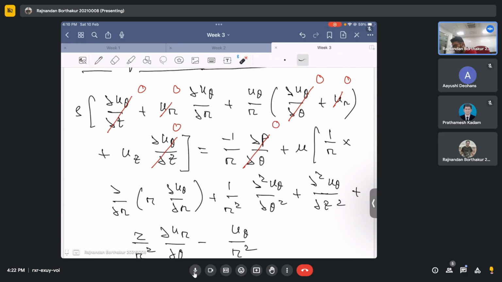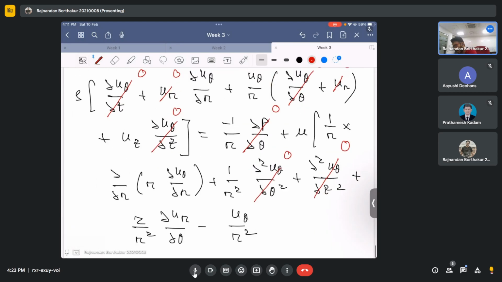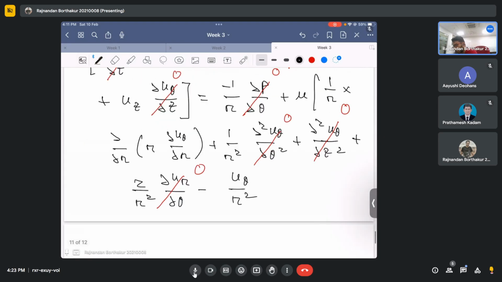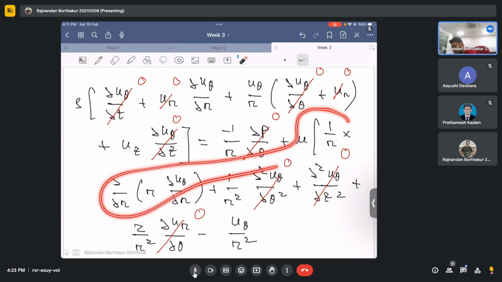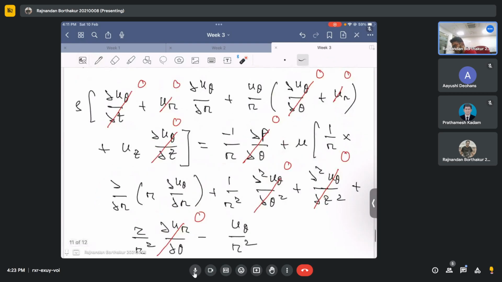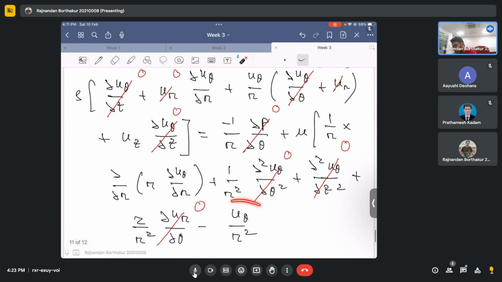This term would not be 0 because U theta is a function of r. Okay, this term would be there. And then this term is 0 because of the axisymmetric condition. This term is 0 again because del u theta by del z is 0. And this term is of course 0 because of the no penetration condition. So let's write the remaining terms. What do we have? We have this term, basically. We just have this term. So let's write this.